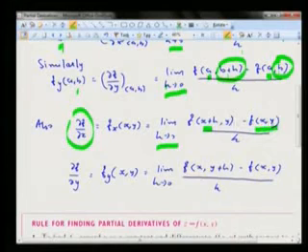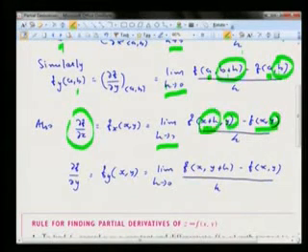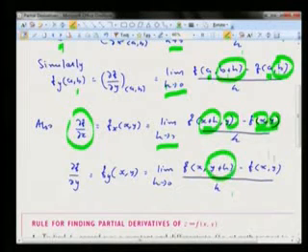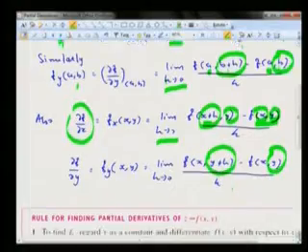Again here y remains the same, there is no change in y, but there is a change in x plus h, and here it is x upon h. We can write del f by del y is equal to limit h tends to 0, f of x comma y plus h minus f of x comma y upon h. So here the increment is only in the y variable, not in x, right?